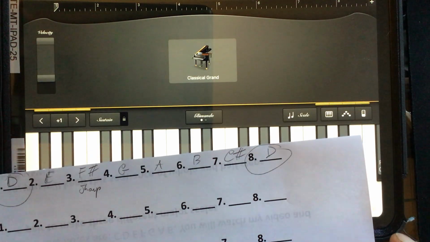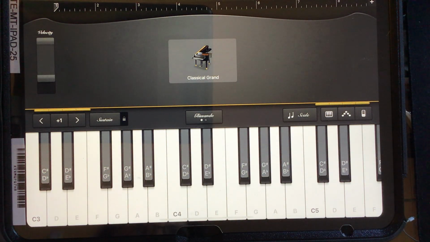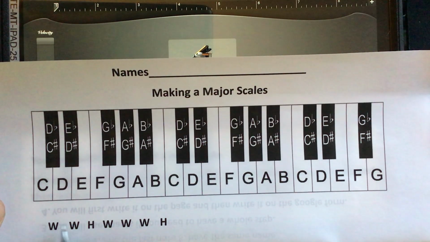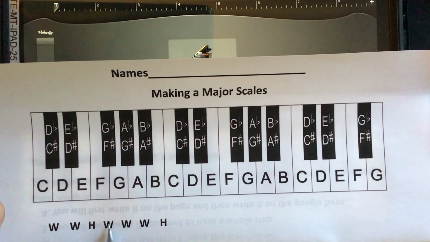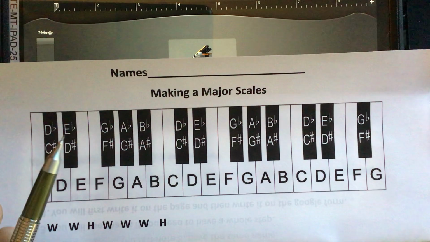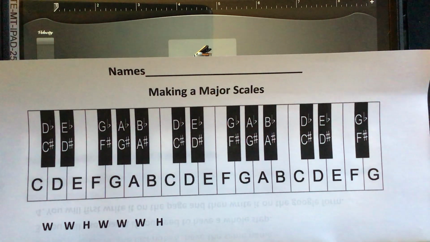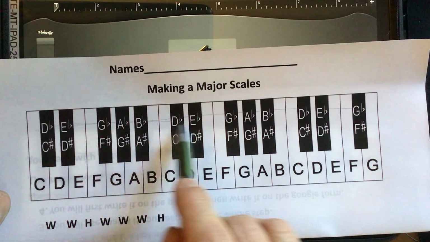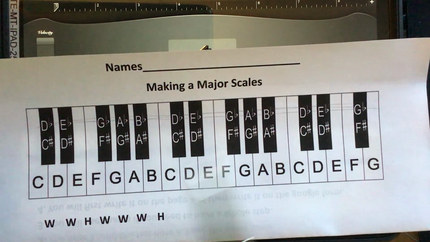So to summarize again, this sequence of whole steps and half steps defines a major scale. 2 whole steps, 1 half, 3 whole steps and 1 half. You're going to use sharps going in these directions. Okay, so forget about this one now. Don't use any of the flats. We're going to do that next week. Okay.